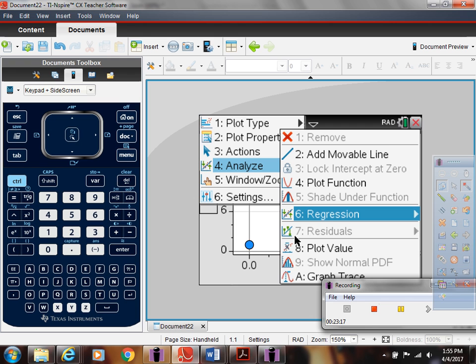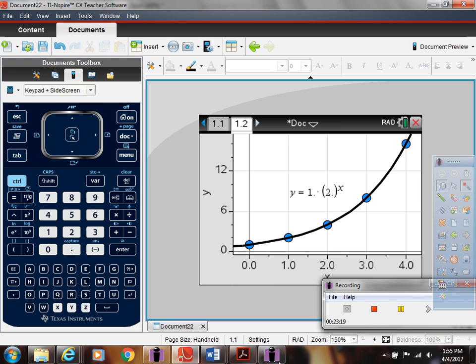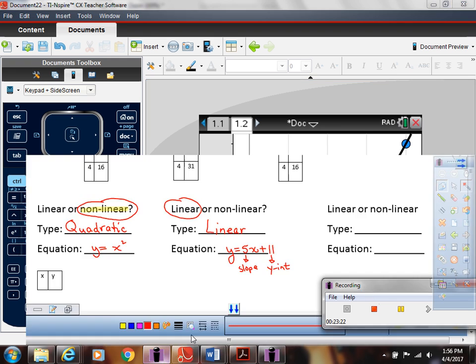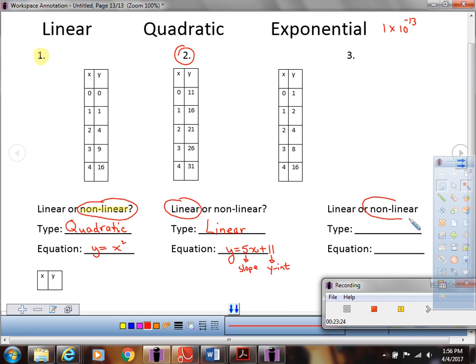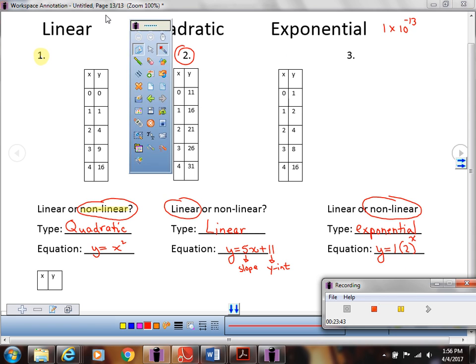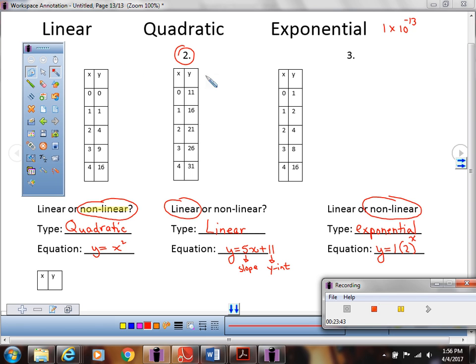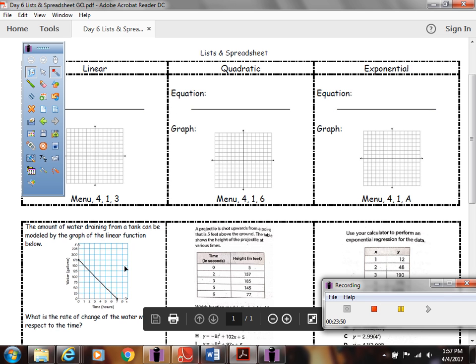Let me do it again so you can see it. There it is right there. So write it down. This is what you would put. You would put it's non-linear, it's an exponential, and you would write down the equation: 1 times 2 raised to the x power. The power is the x. Any questions?